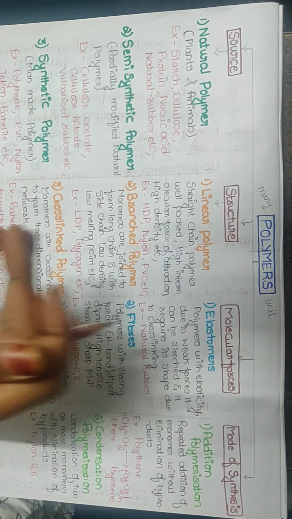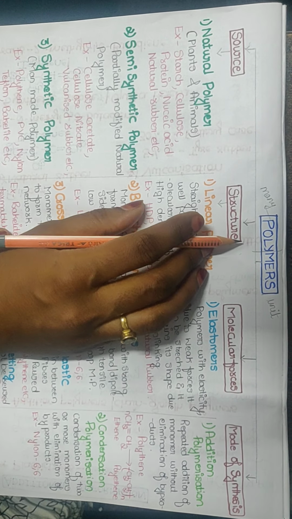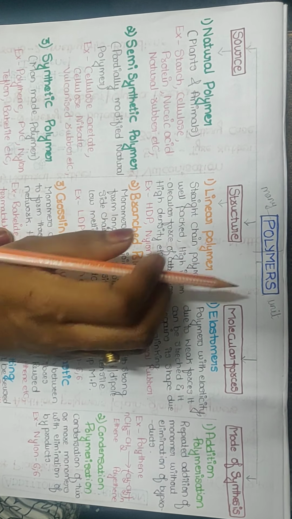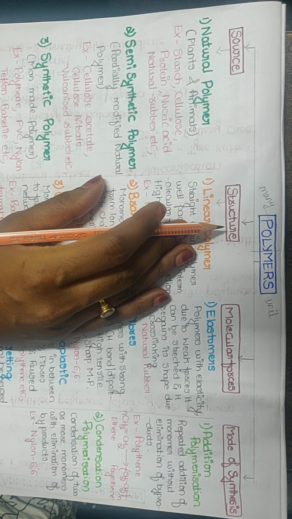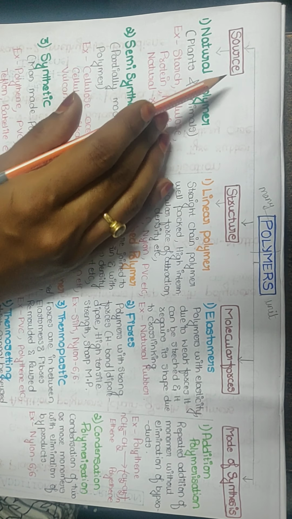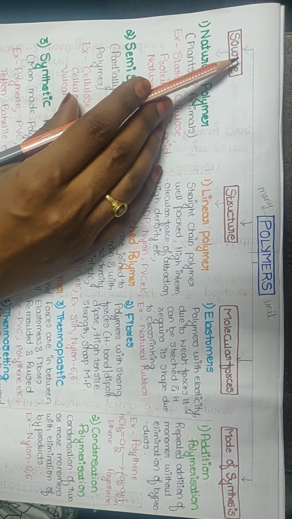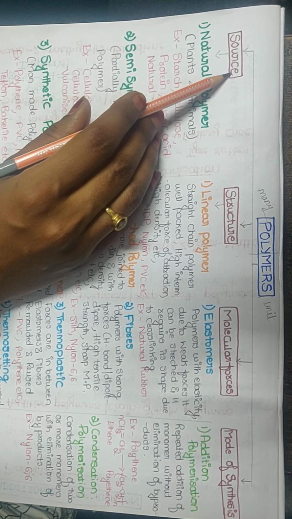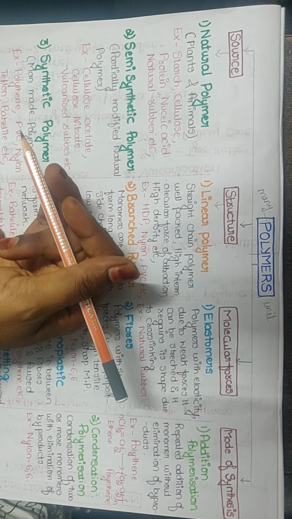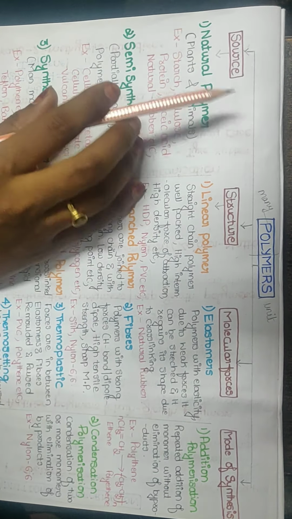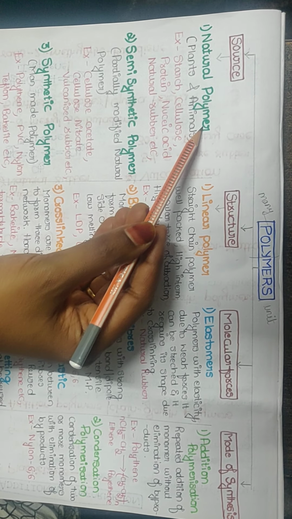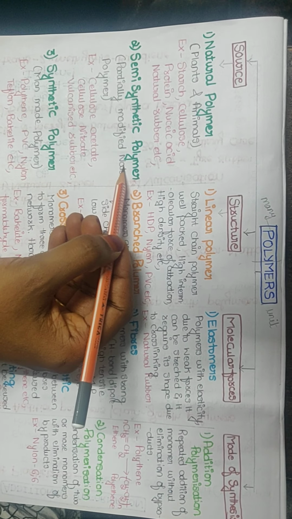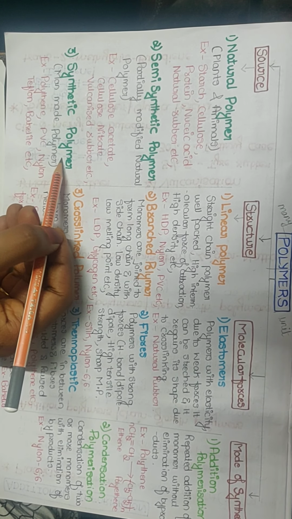So now let us look at the classification of polymers. Polymers have four different types of classification. The first classification is based on the source. What do you mean by source? How it is available in nature. So based on source, we have three types of classification: natural polymer, semi-synthetic polymer, synthetic polymer.